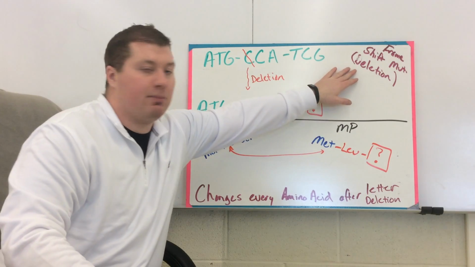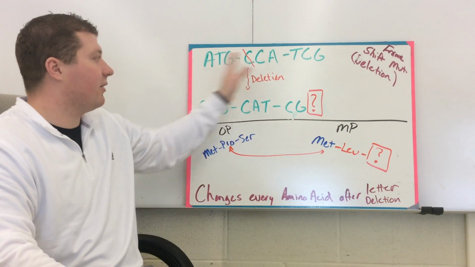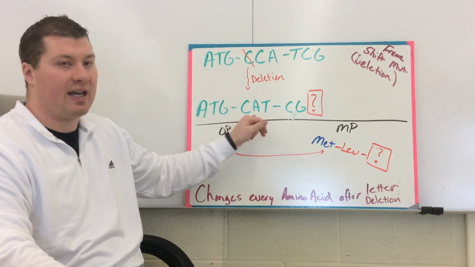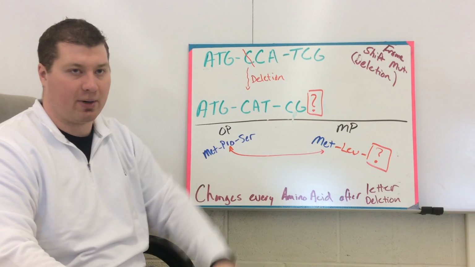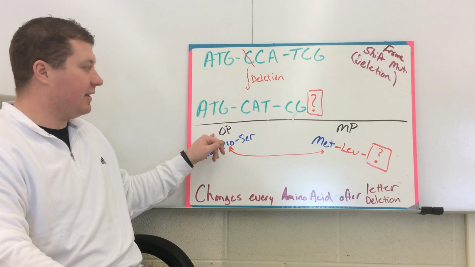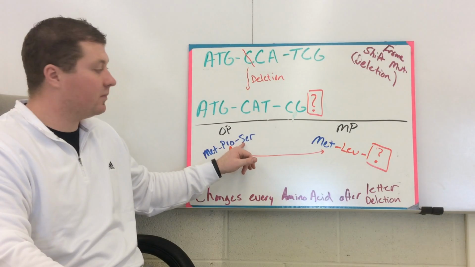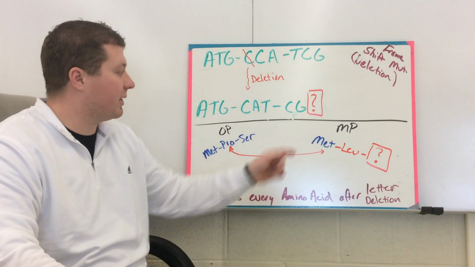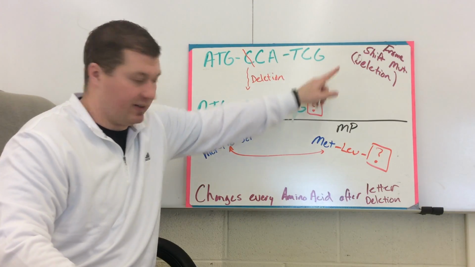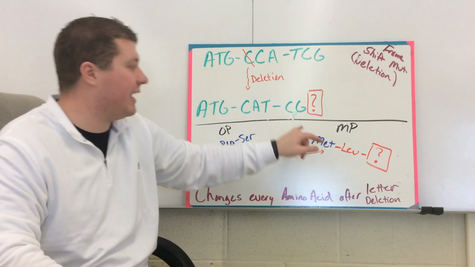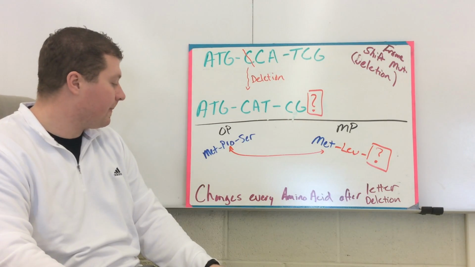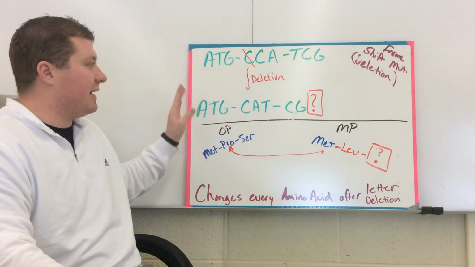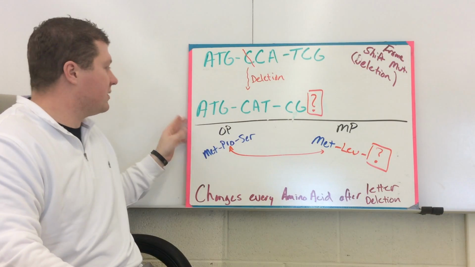The next one is a frameshift mutation called a deletion. If we take our original DNA strand again and we delete the letter C, we get ATG, CAT, CG, question mark. Our original protein in this case would be Met-Pro-Ser. Our mutated protein would be Met-Leu, question mark. The question mark comes from the fact that we don't necessarily know what's past the G. We don't know the third letter, so we won't know what that amino acid is. This changes every amino acid after the letter is deleted. After we delete that C, everything shifts down one spot.